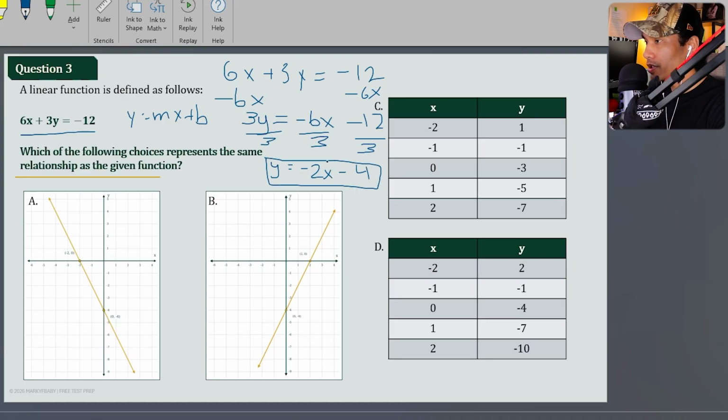So, just from looking at our function here, we know that this is a negative slope, right? And negative slopes, they fall from left to right. So we could eliminate B, okay?